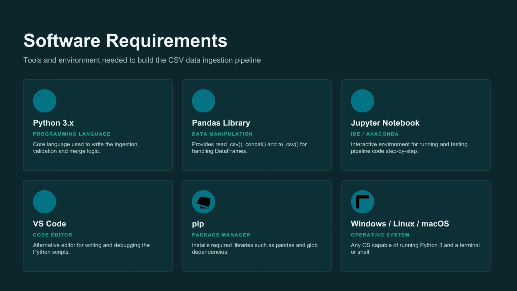So you can go with these two options. If you go with Jupyter Notebook, usually installed through Anaconda, it is great if you want an interactive environment where you can run your pipeline step by step and see your data frames as you go. Perfect for testing and learning. Or else you can go with VS Code. It is a lightweight, powerful editor for writing and debugging your Python files. Either one works. Pick whichever is suitable for you.